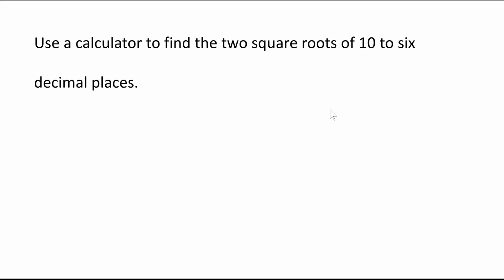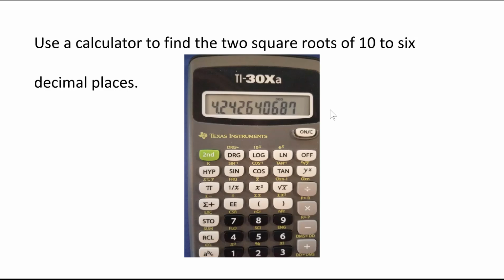All right, so this one says use a calculator to find the 2 square roots of 10 to 6 decimal places. Now you're going to find both square roots of 10, the positive and the negative square root. Your calculator will give you an approximation of the positive square root, and then for the negative square root, you just take that number and put a negative sign in front of it. So for the 2 square roots of 10, you would take your calculator and make sure you clear it a couple of times, and then you're going to punch in 10 and hit the square root sign.